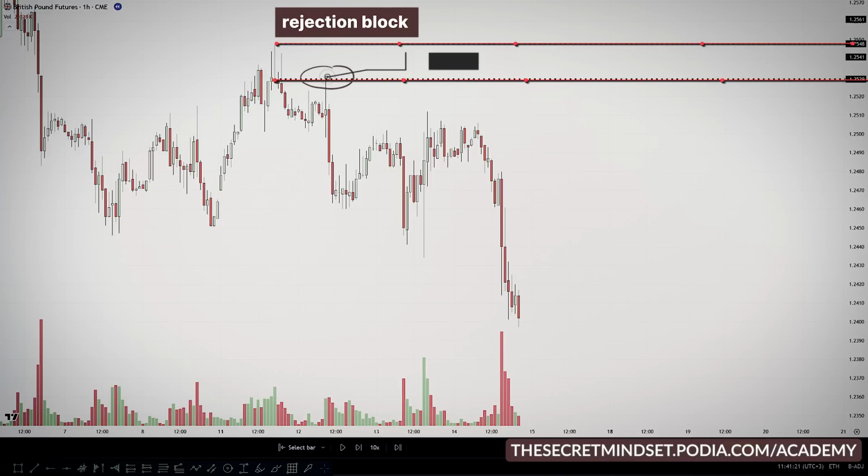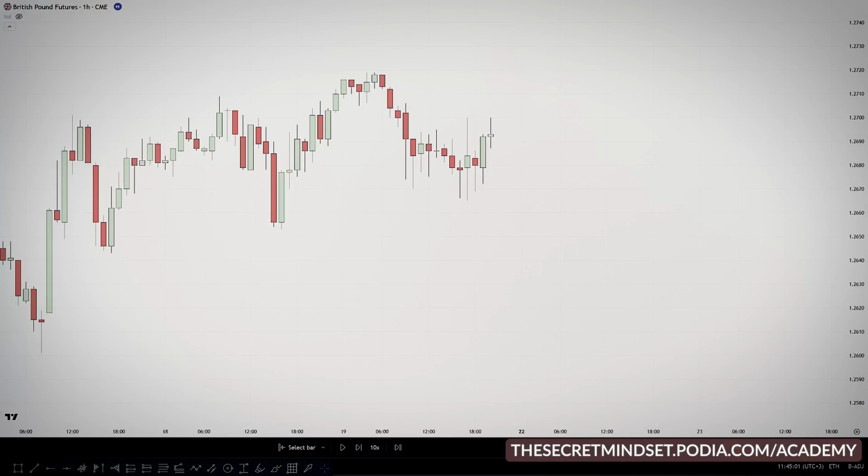Then price touches the rejection block and immediately forms a bearish candle with another long upper wick, similar to the original rejection candles. So the play here is to sell as the bearish candle closes, placing your stop loss just above the rejection block. The same for a buy signal.